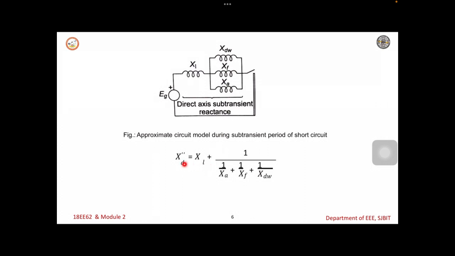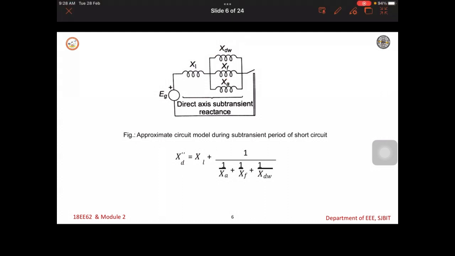So then what will be the total reactance? The total reactance will be XL plus the parallel combination of these two. The equivalent value of these three reactances is 1 divided by this value.